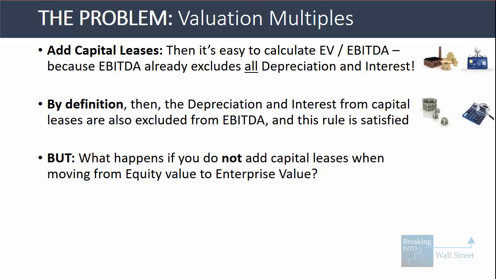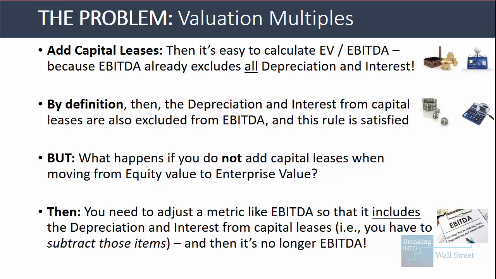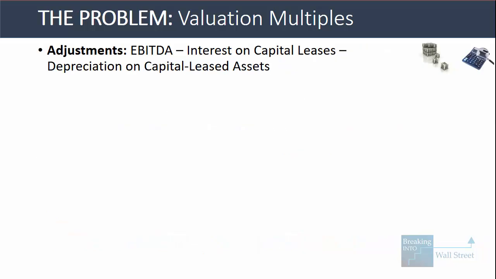On the other hand, if you do not add capital leases when you move from equity value to enterprise value, you run into a problem. Because now, since you do not have them in the numerator, you have to include the corresponding expenses from them in the denominator. So you have to actually include the depreciation and interest from capital leases. In other words, you have to subtract these out, and then you get a very different metric.